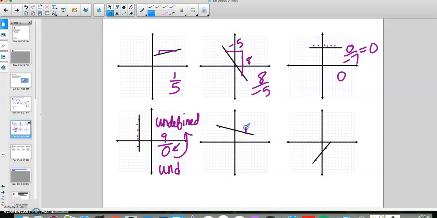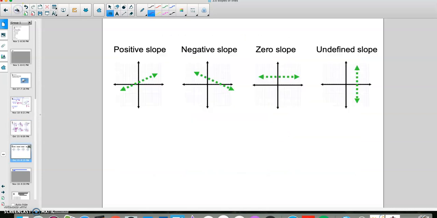All right, going up 2 and over 8. Make sure you're reducing. And then the last one, 4 over 4, reducing to get 1. And again, you can use the graph or you can use the formula, whatever works best for you. All right, so keep in mind, positive slope from left to right is upward, negative is down, 0 is horizontal, and undefined is our vertical.